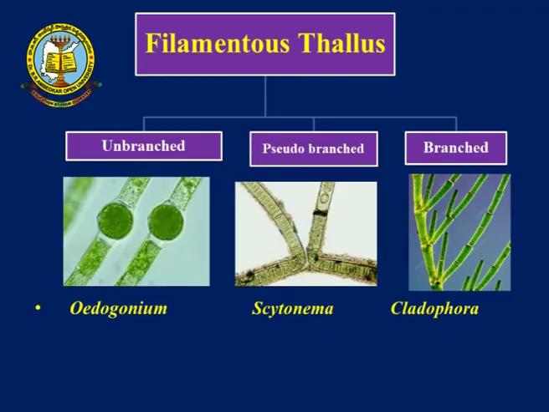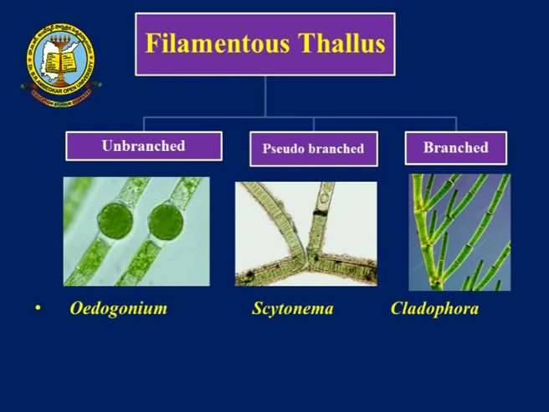And pseudo-branched: pseudo means false, not true. We can observe in this slide that it looks like a branched thallus, but it is not a true branch. This is one filament, this is another filament, and they are merely attached with the help of a mucilage layer. That is why it appears branched. So it is called pseudo-branched, example Scytonema. And for the branched one, we can observe clearly here: this is a filament, this is also a filament. So it is much branched, example Cladophora.